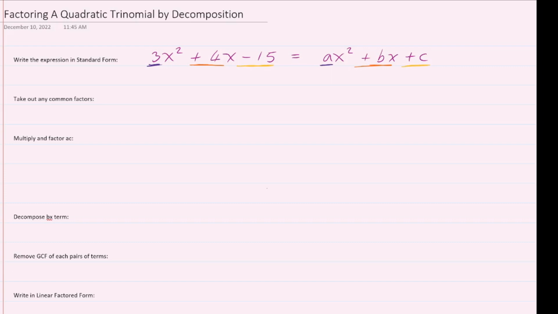Okay, the first step is to take out any common factors if there are any, and there aren't any here, so we can just leave it in this form. So we've got 3x squared plus 4x minus 15. Okay, we're going to multiply and factor c, so we're going to do 3 times negative 15, which gives us negative 45. And now we're going to factor ac.